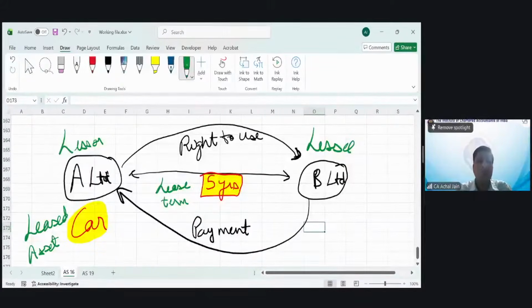Another very important point. Ownership is not getting transferred, right? So it's not a sale.